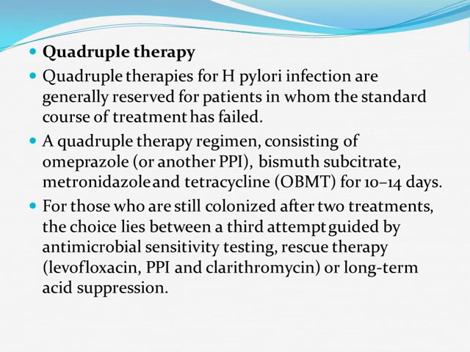Another is quadruple therapy. Quadruple therapies for H. pylori infection are generally reserved for patients in whom the standard course of treatment has failed. A quadruple therapy regime consists of omeprazole, bismuth subsalicylate, metronidazole, and tetracycline (OBMT). O, omeprazole, B, bismuth subsalicylate, M, metronidazole, and T for tetracycline, for 10 to 14 days.